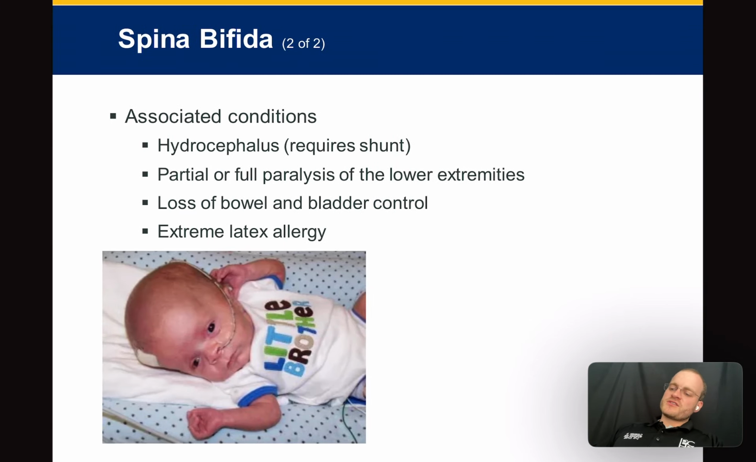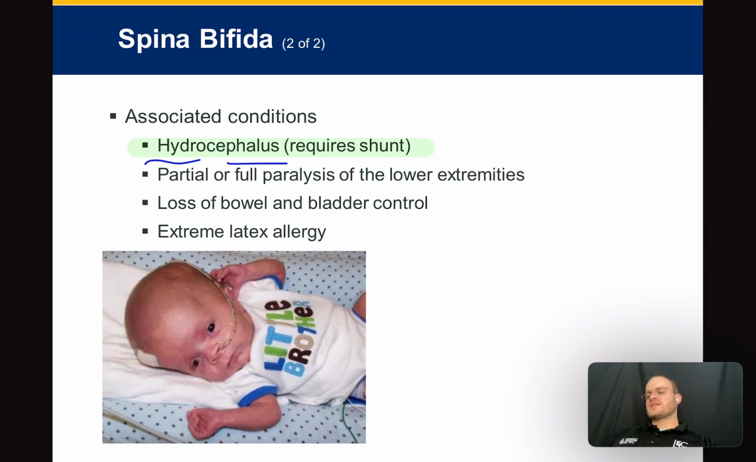Now, the problem with this is this spinal cord obviously connects directly to the brain. So you can end up with too much fluid around the brain, cerebrospinal fluid. And so you could end up getting a condition known as hydrocephalus, which literally means water in the head, right? Cephalic, water in the head.